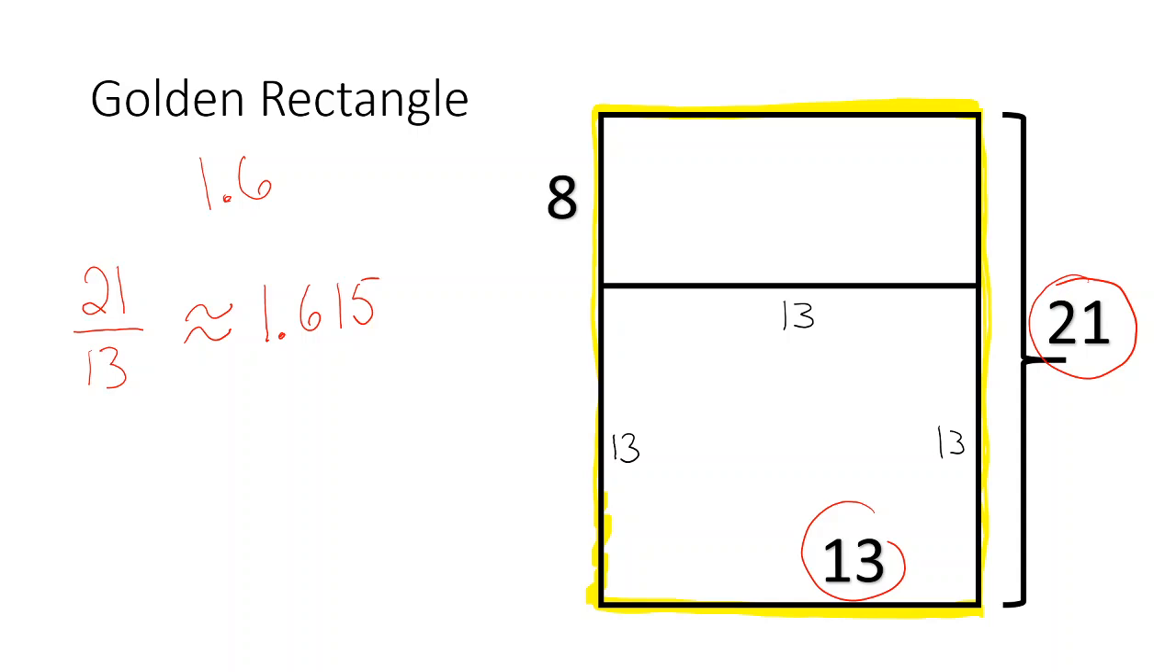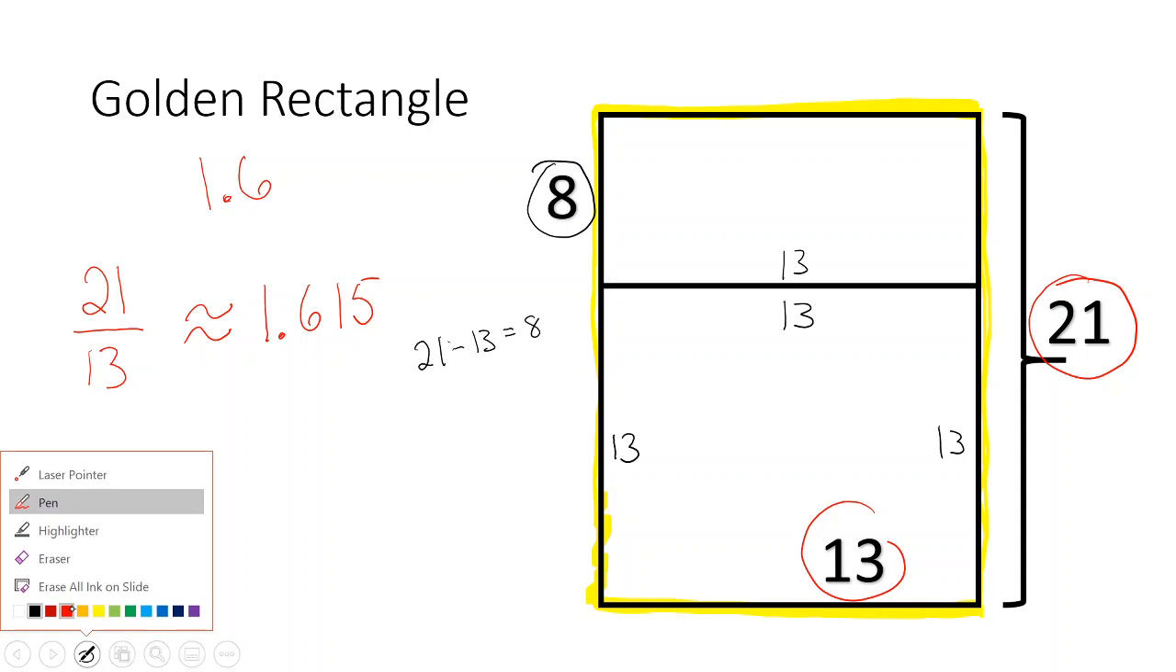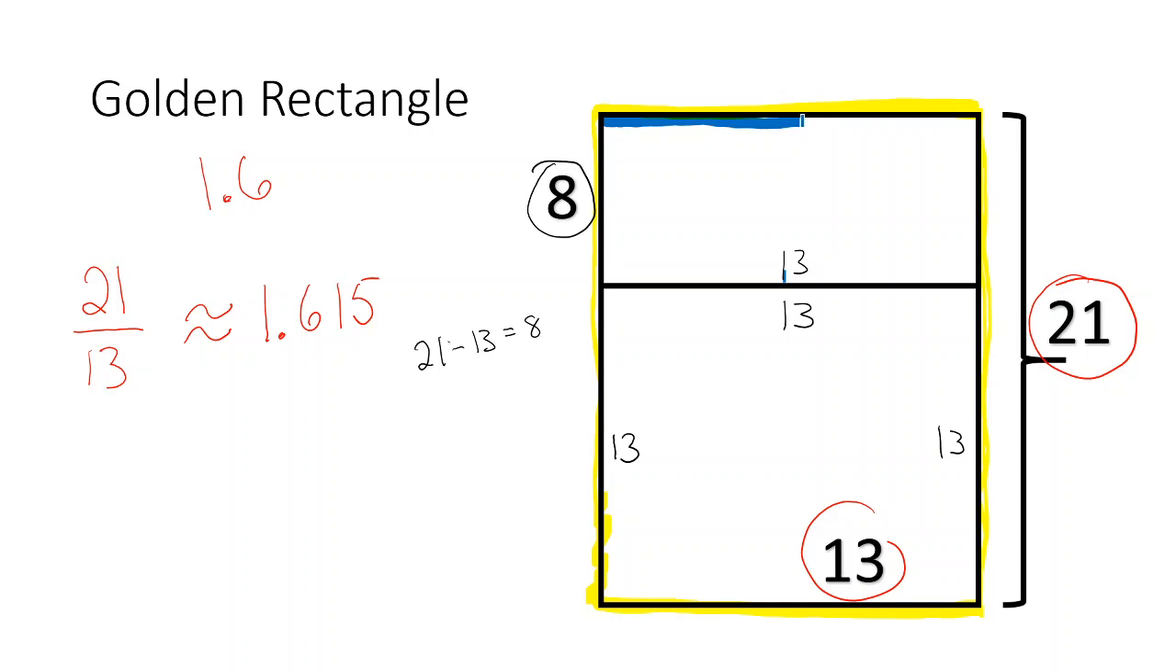So I've cut out a square from the golden rectangle. If you take 21 minus 13, you're left with 8. So you see 8, and this side is still 13. So you have a rectangle, not a triangle, that is 13 by 8. I'm going to get out a highlighter and show you what I'm talking about. 13 by 8 is the rectangle that's left when I cut out a square.